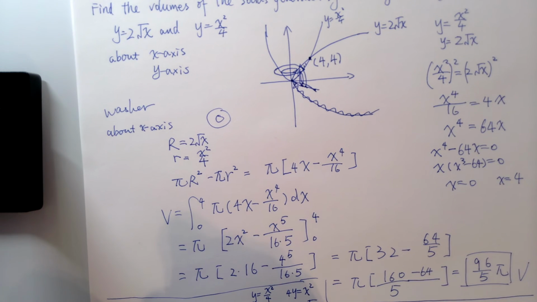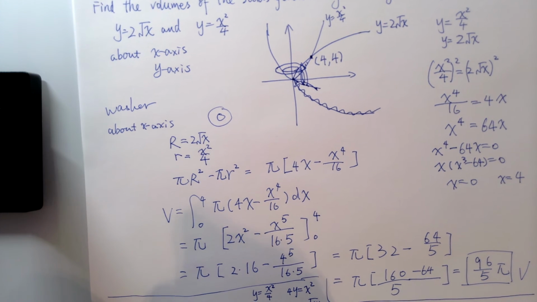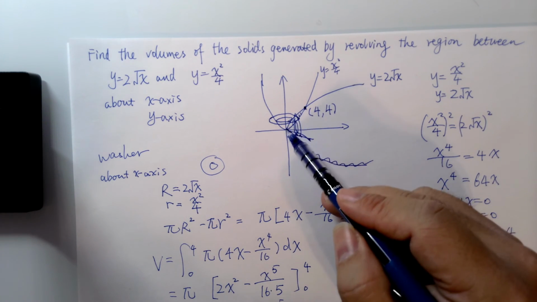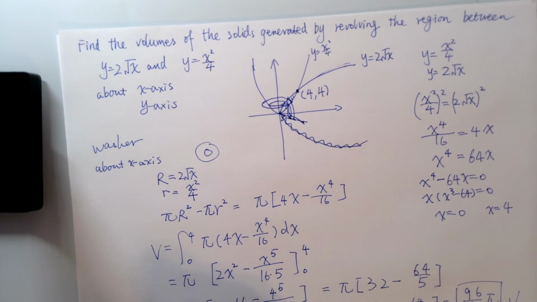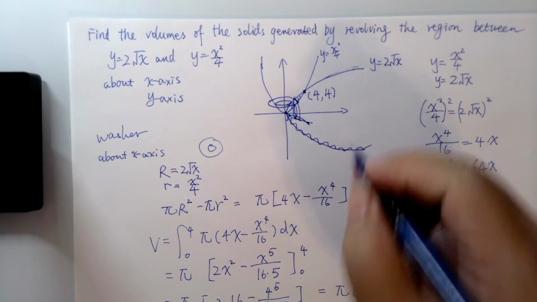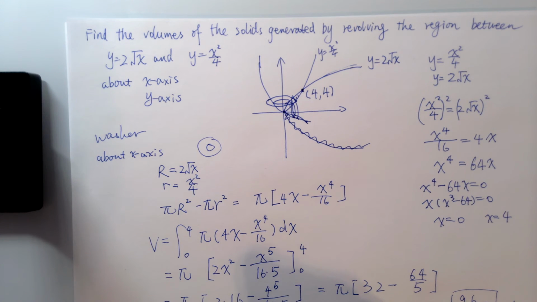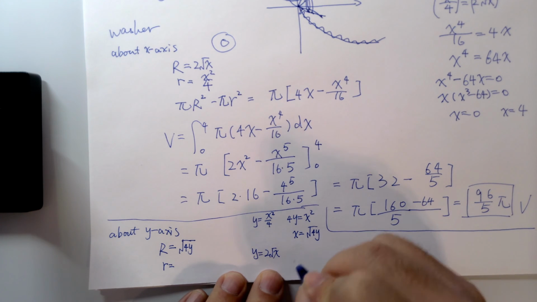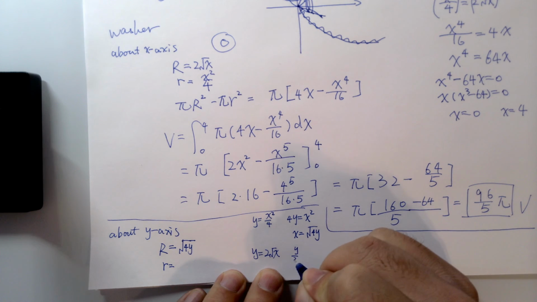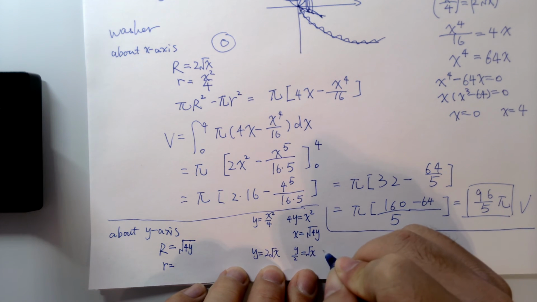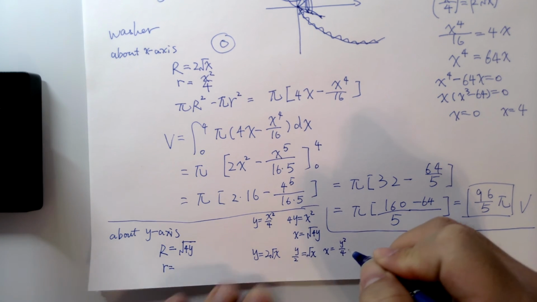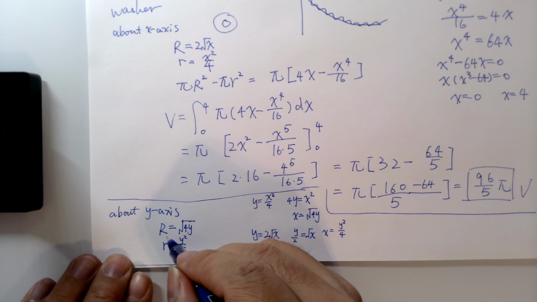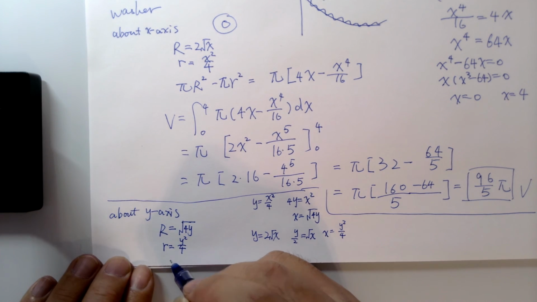Okay, so that's our capital R. Our smaller r is going to be this part. So for our smaller r, we're going to solve y equals 2 square root of x, solving x in terms of y. As you can see, that will give us y over 2 equals square root of x, and then x equals y squared over 4. So that gives us y squared over 4 here. Okay. So you got the capital R, you got the little r here.